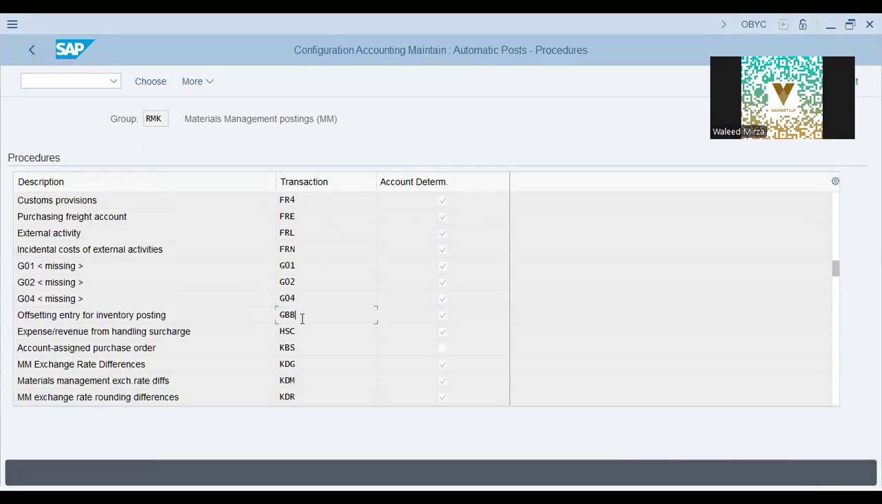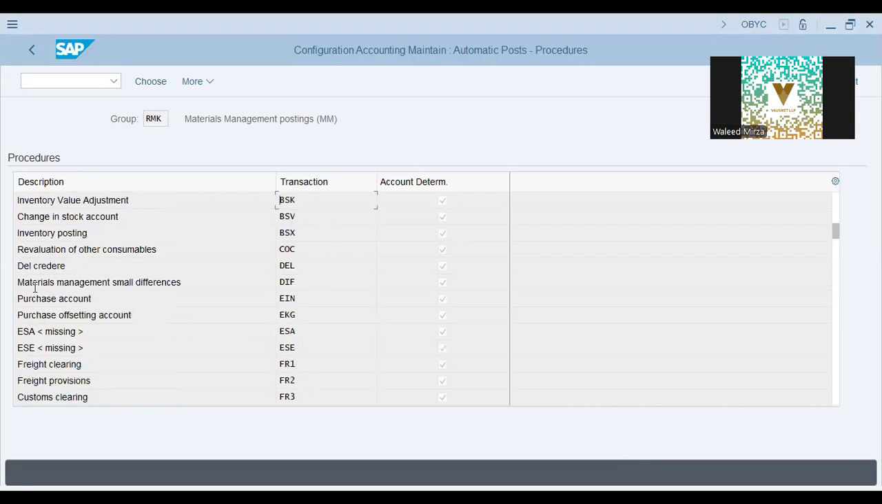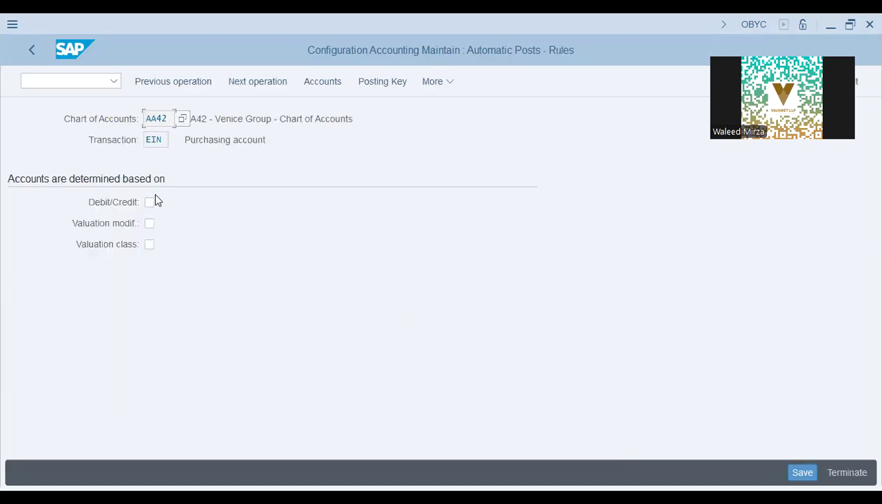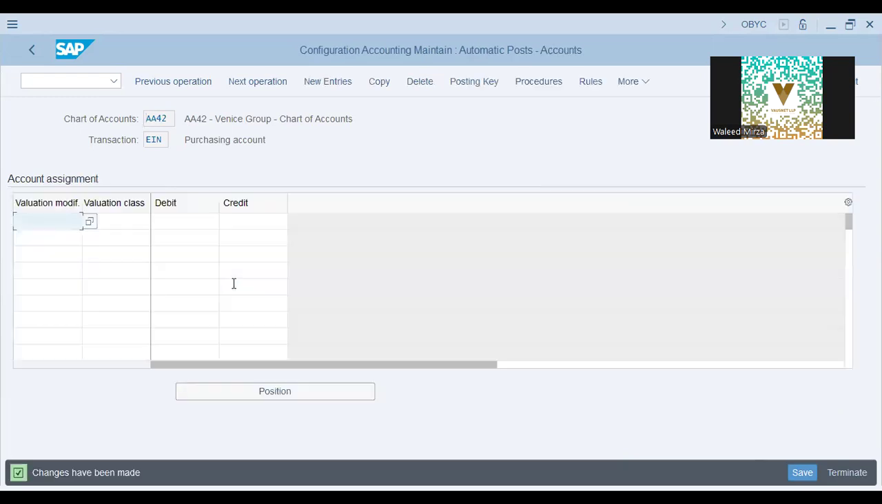Offsetting entry for inventory postings, exchange rate differences, freight account, taxes, purchase account, purchase offsetting account. Again, this too will be configured in the same way, but we'll have to save the rules first. Valuation class and valuation modification as well. Save valuation modification.